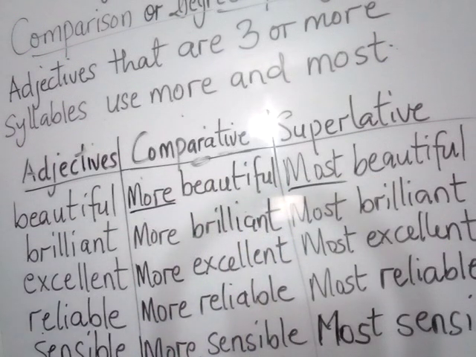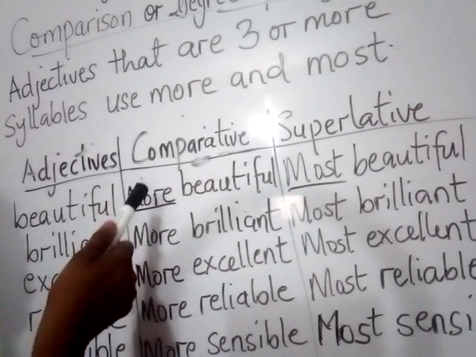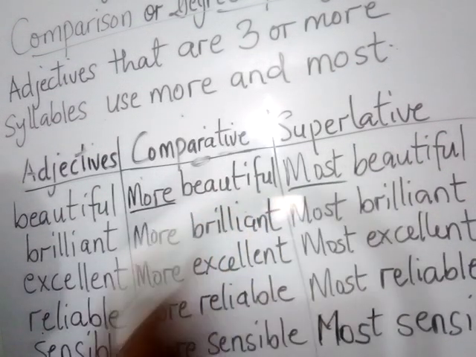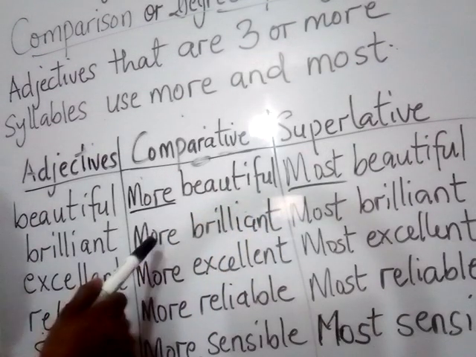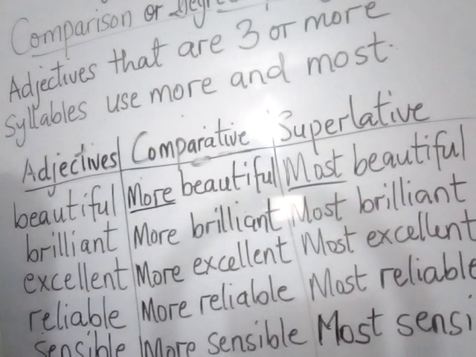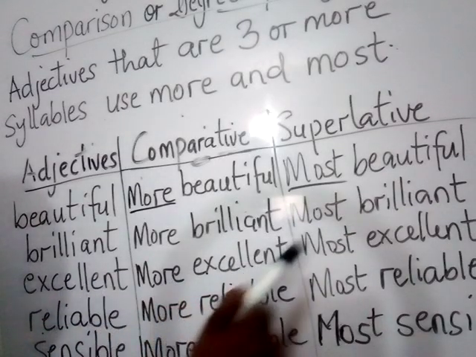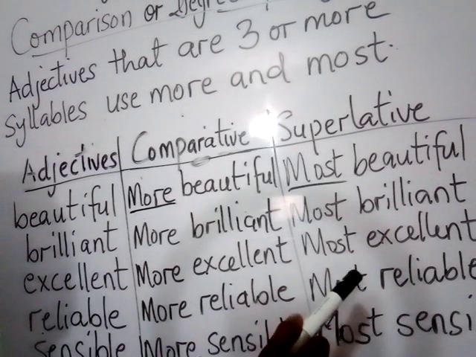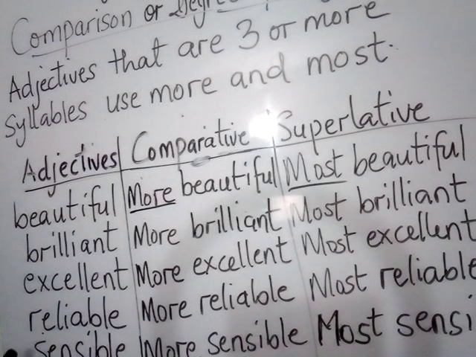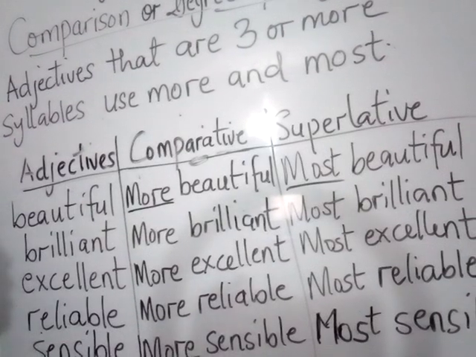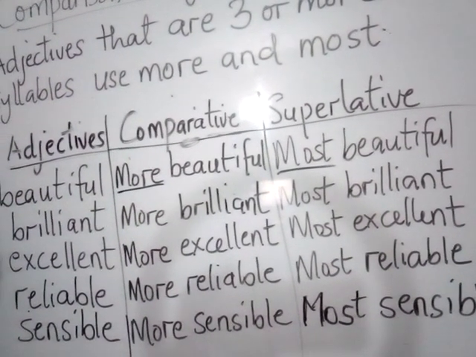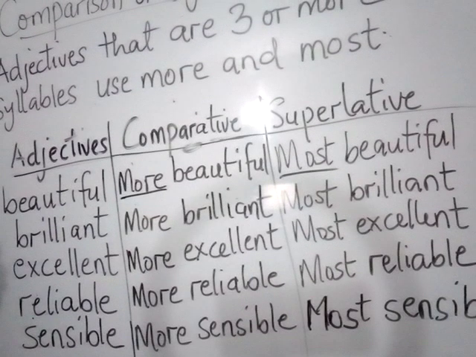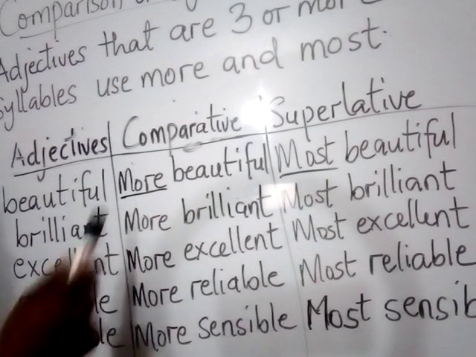So some examples here are beautiful, more beautiful, most beautiful. Brilliant, more brilliant, most brilliant. Excellent, more excellent, most excellent. Reliable, more reliable, most reliable. And then sensible, more sensible, most sensible. So these words here have three or more syllables. You find out that they change to the comparative and superlative forms by using more and most.